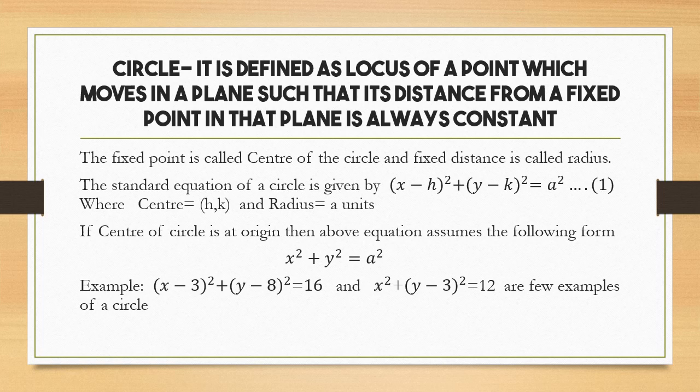Therefore, any circle equation is given by (x minus h) the whole square plus (y minus k) the whole square equal to a square. This is very important. Look at this, it plays a major role. Understood? So keep in mind this particular thing.